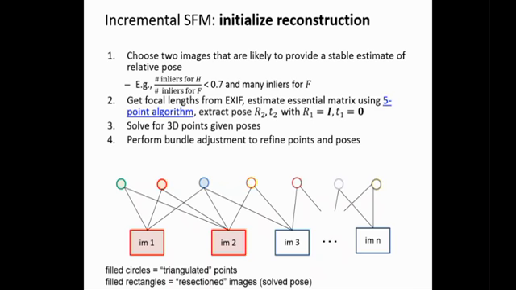And so here I'm representing filled circles as points that have been reconstructed, and filled images as images that have been reconstructed. Or in the structure from motion parlance, points have been triangulated, meaning I know their values, and images have been resectioned. I don't know where that comes from, but it means that I've solved for the pose.